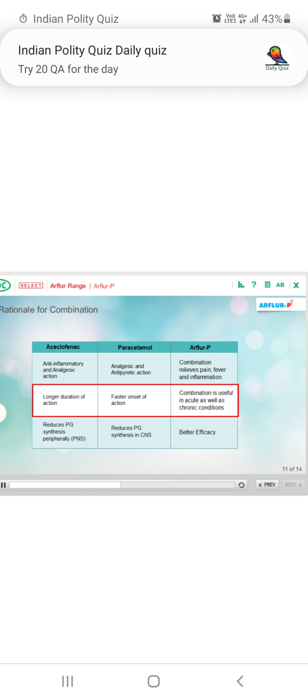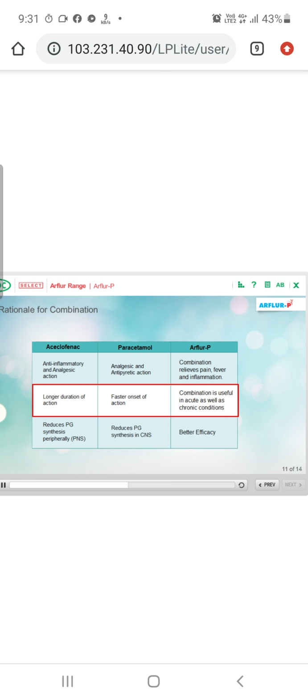Paracetamol offers faster onset of action, whereas aceclofenac provides longer duration of action. Thus, the combination is useful in acute as well as chronic conditions. Paracetamol reduces PG synthesis in central nervous system, while aceclofenac reduces PG synthesis peripherally at the site of injury. Thus, the combination in Arflur P offers synergistic action.